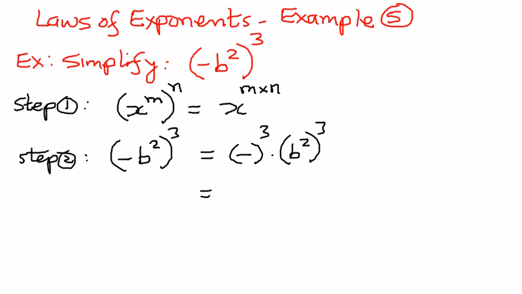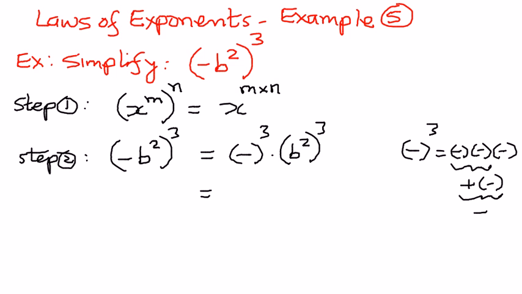So what does this mean? Negative raised to the power of 3 means negative times negative times negative. So we know that negative times negative is a positive. Positive times a negative is going to be equal to a negative. So this whole thing changes to a negative sign.